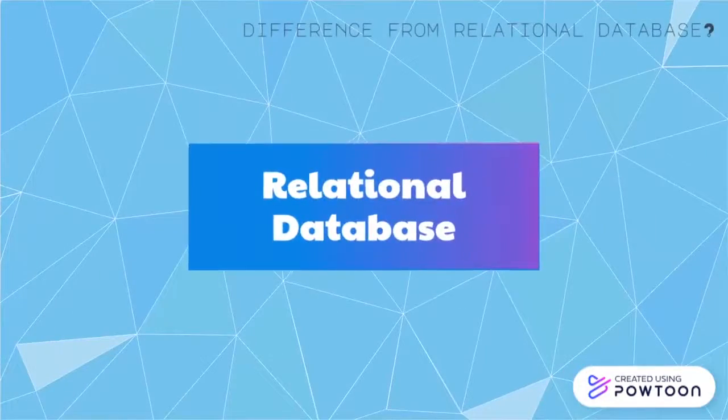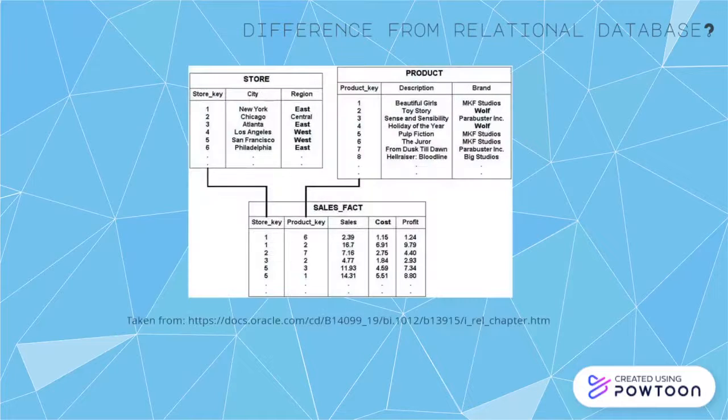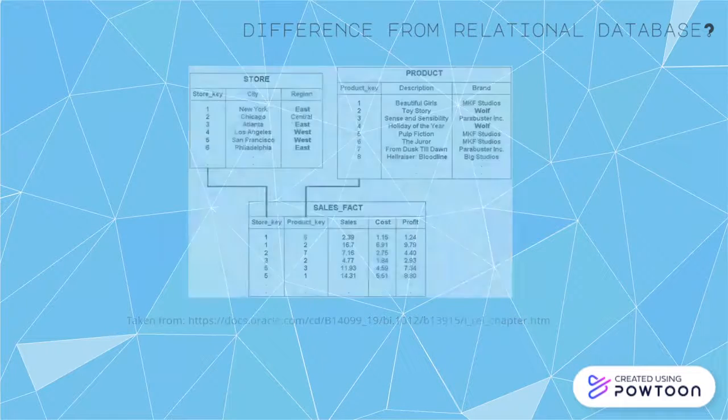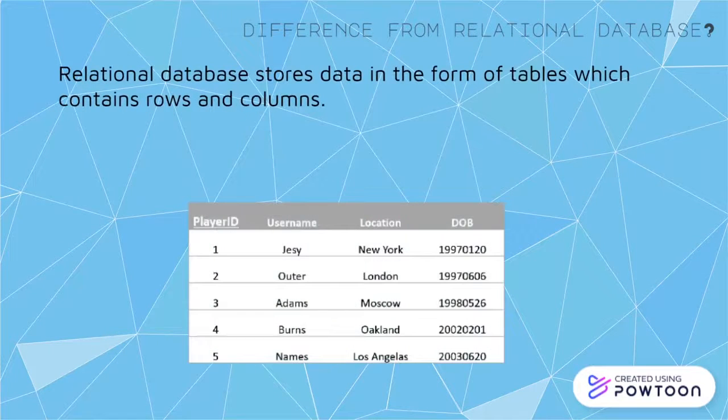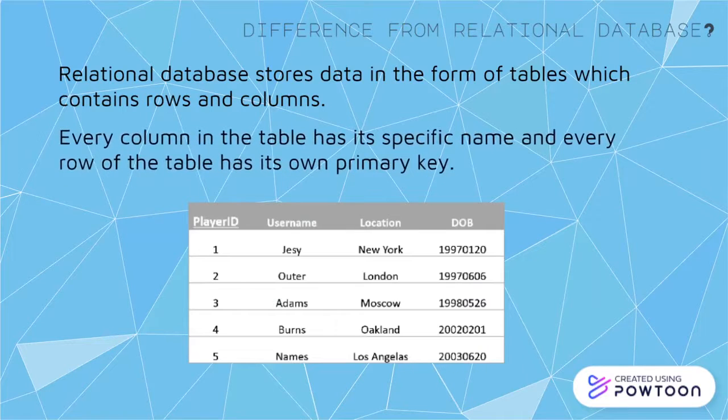Relational database. What is a relational database? Relational database stores data in the form of tables which contain rows and columns. The relational database depends on the relational model, and every column in the table has its specific name, and every row of the table has its own primary key, and it depends on entity.